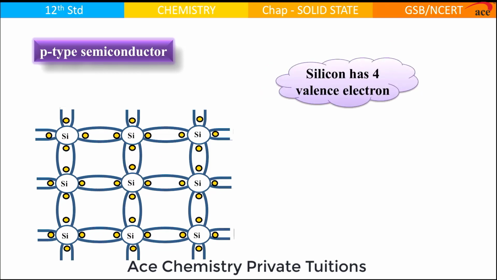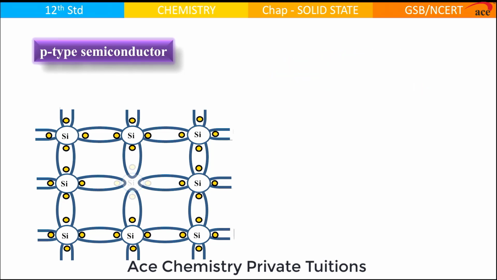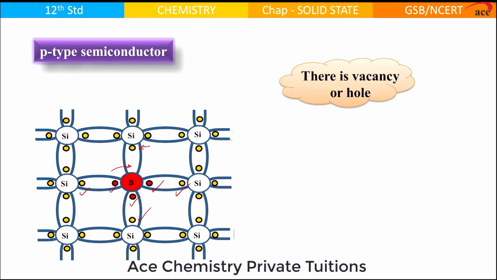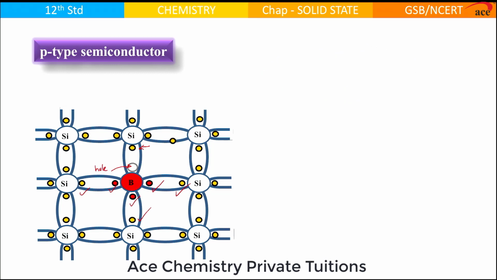Now, if you go to the next one, silicon has 4 valence electrons, and if you happen to add boron which has 3 electrons. So, now boron contributes only 1 electron each with every silicon, but are you able to see here silicon has contributed the electron, but boron is unable to contribute the electron. So, here the contribution due to boron to a silicon is not there. So, at one place there is no electron. So, we say there is a vacancy or there is a hole. So, for us this is nothing but a hole.